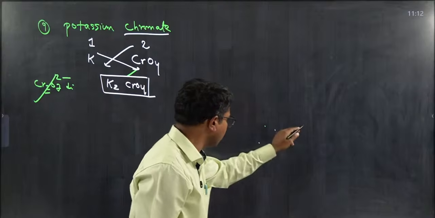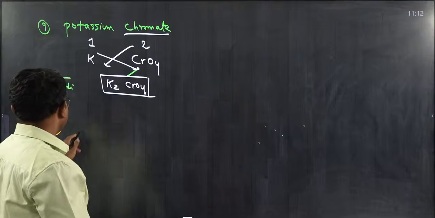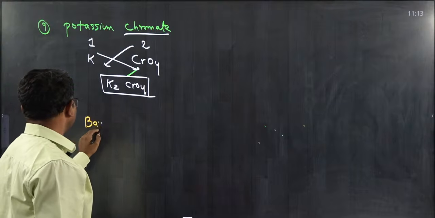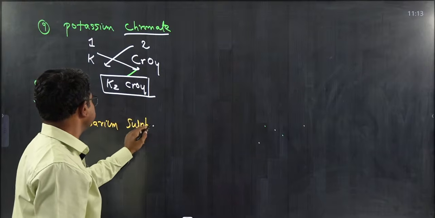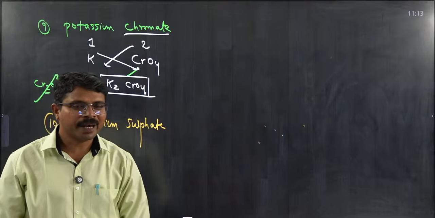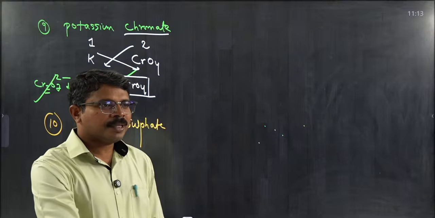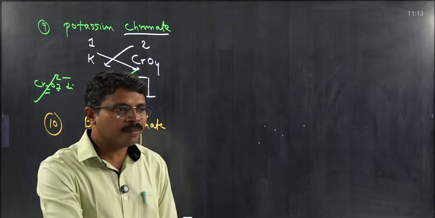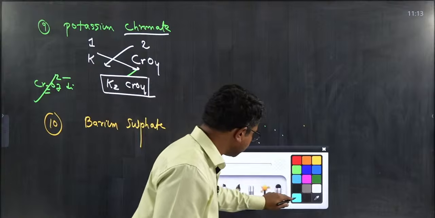Next, moving forward, compound number 10, barium sulfate. Quickly, barium sulfate formula. Students, please respond with the formula of the given compound and give answers.